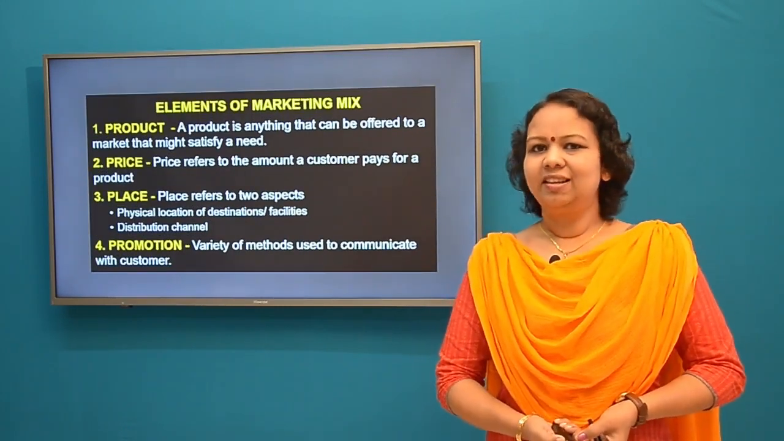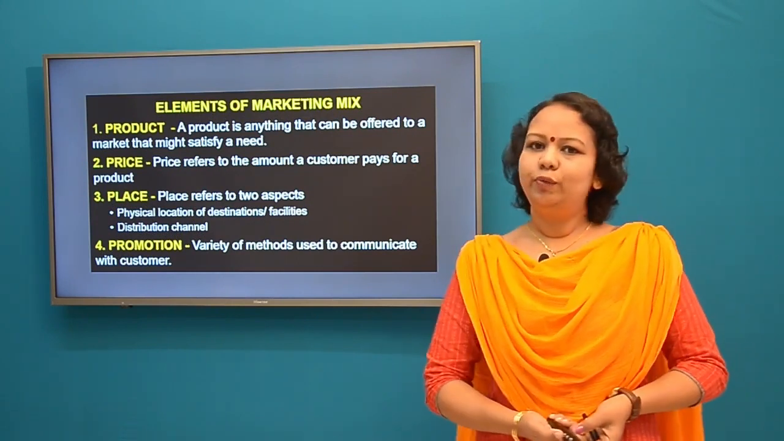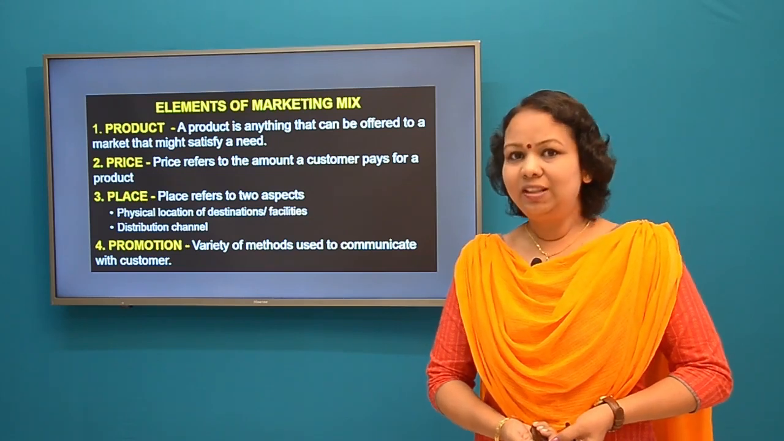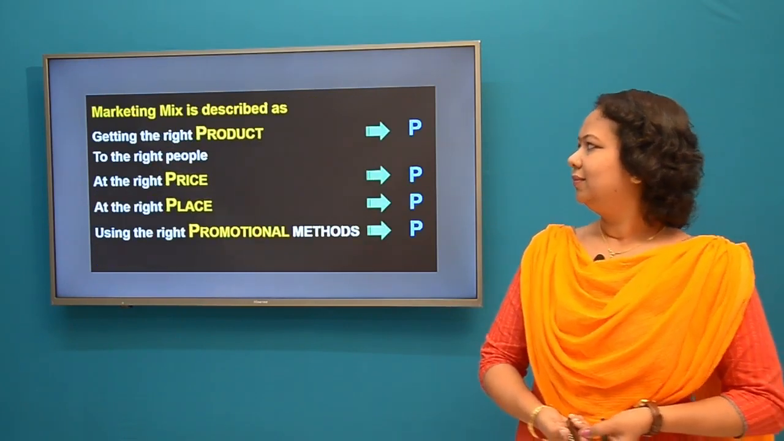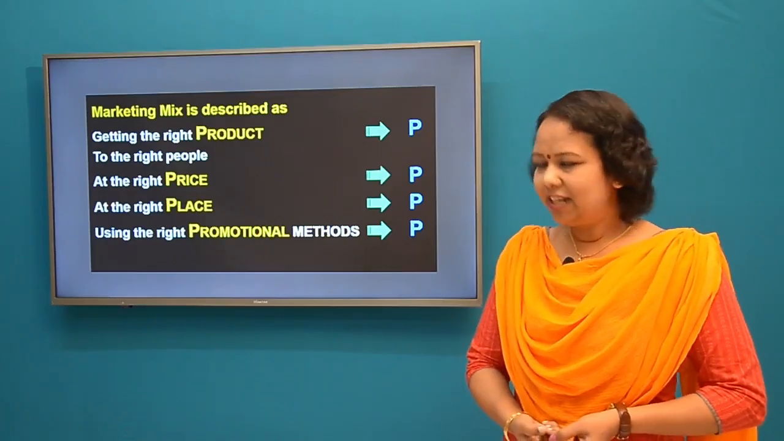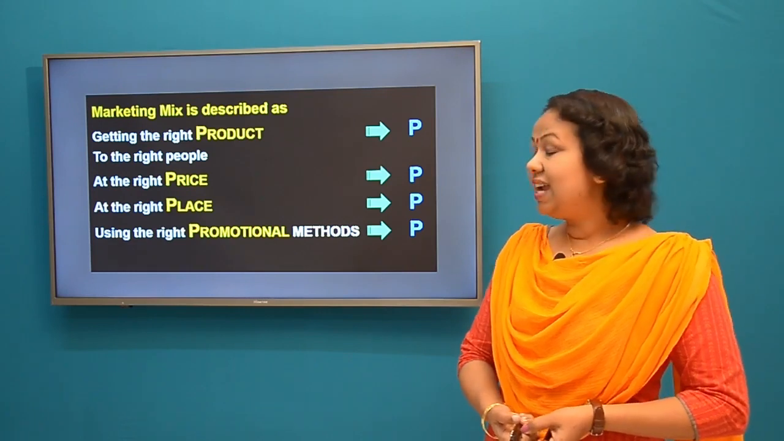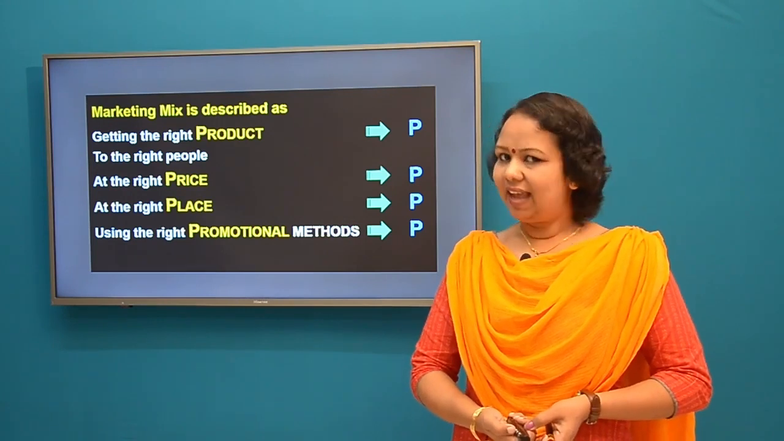So, we finish identifying the elements of marketing mix and by now you will know how to define all the four elements of marketing mix. Marketing mix is described as getting the right product to the right people at the right price at the right place using the right promotional methods.